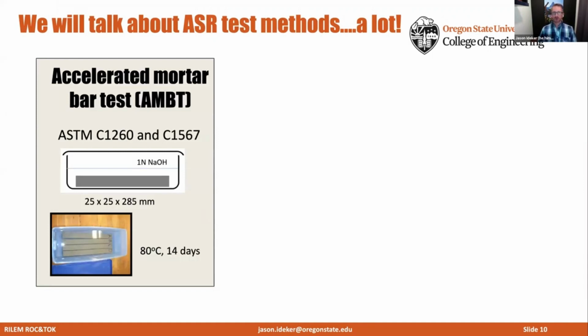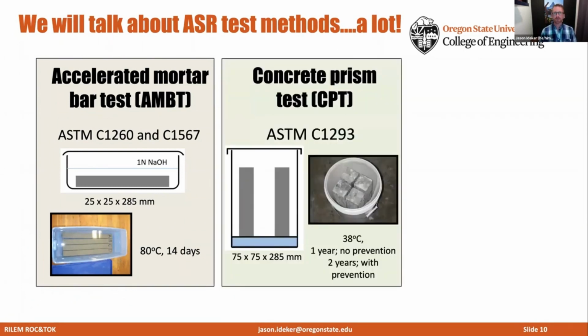You'll hear me talk about the accelerated mortar bar test, or AMBT. In North America, we typically use the ASTM standard, ASTM C1260 or 1567. And this involves casting 25 by 25 by 285 millimeter bars. So these are mortar bars. And those are subjected to 1 normal sodium hydroxide. They're submerged in that, and they sit in that at 80 degrees Celsius for a period of 14 days. And we monitor the length change of those bars over that 14-day period.